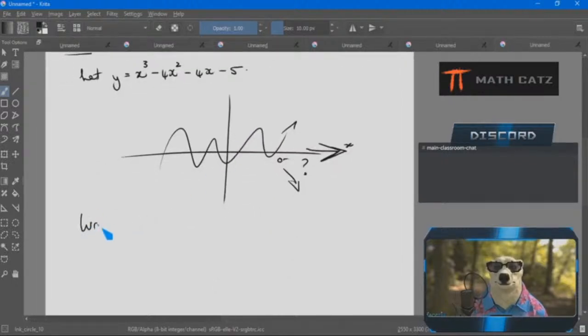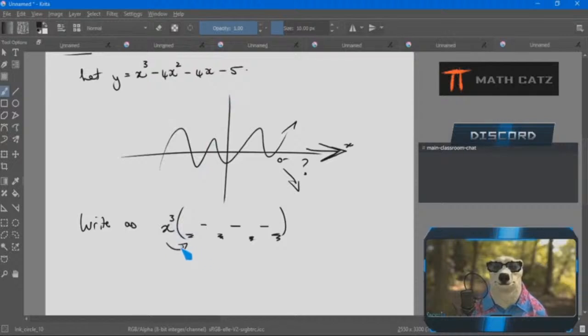So I'm going to write my function as the following. I'm going to take x cubed out as if it's a factor. Then I'm going to have to multiply with something minus something else, minus something else, minus something else, in order to get my original function back.